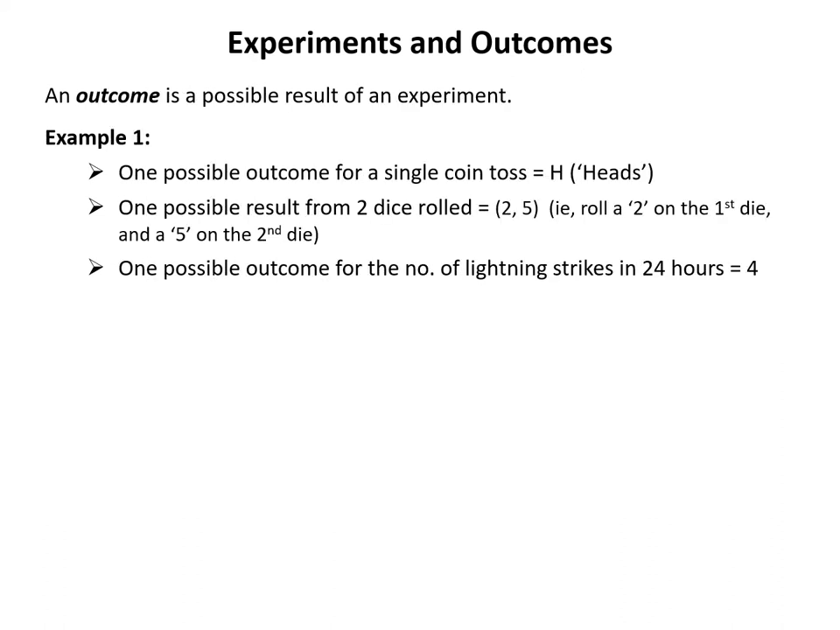An outcome is a possible result of an experiment. So in example one, we take a look at the experiments that were mentioned in the previous slide. One possible outcome for a single coin toss would be heads, which we could denote with the letter H. One possible result from rolling two dice is the combination of getting a two on one die and a five on the other, which we can write as (2, 5). And if we're measuring the number of lightning strikes in 24 hours, one possible outcome could be that there are four such strikes.